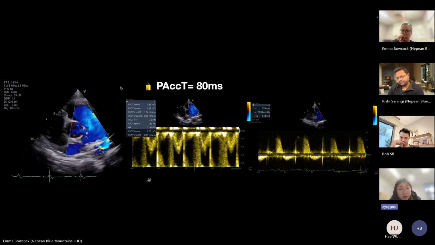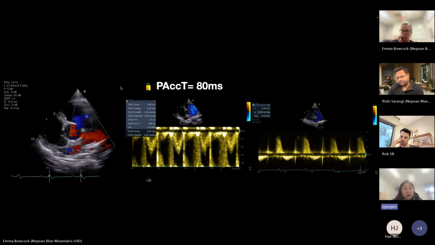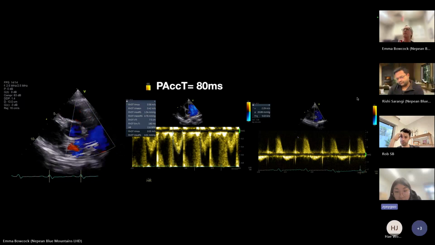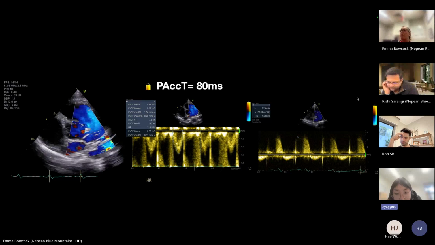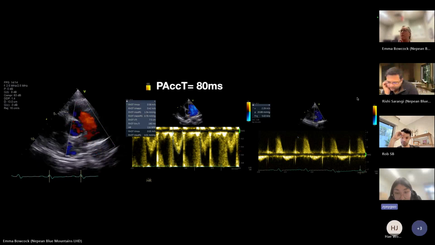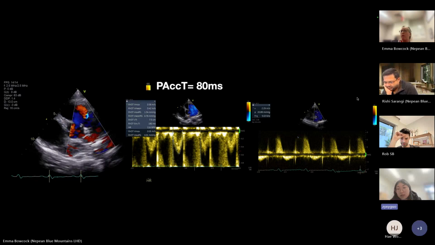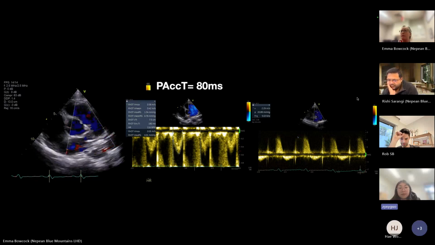From the profile of the RVOT trace itself, there's no obvious mid-systolic notching from what I can see here. And for the PR jet, we've measured, I think that's the mean PA pressure at around 21. So again, that's in keeping with moderate to severe pulmonary hypertension.